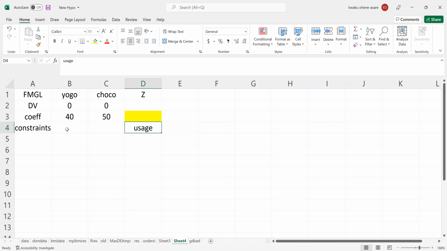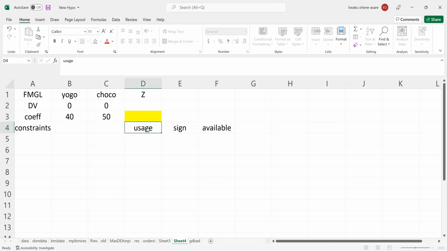You realize that I left 2 cells after the constraint before writing the usage. The next thing to write is the sign or symbol. These are all headings to guide you. Sign or symbols. Then on the right of the sign, the next thing to write is available. Do you remember the available is the right-hand side?